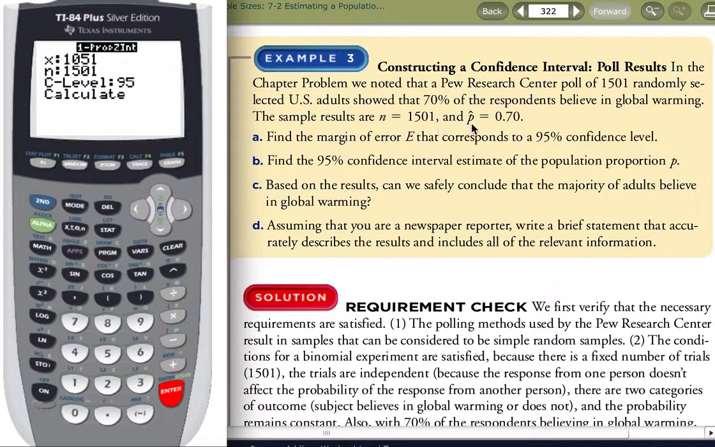In this problem, they gave you P hat instead of X, the number of successes. In order to find the number of successes that likely occurred that resulted in the 0.7, we're going to look at 0.7 times the 1,501 items sampled. That would be 70% of the 1,501 items. That would come to 1,050.7. But since the number of successes must be an integer, we'll round that to the nearest integer, 1,051.